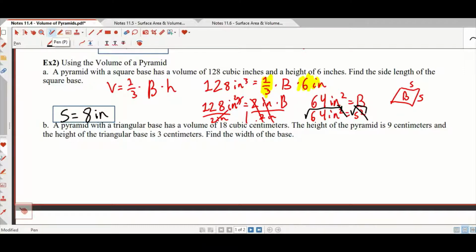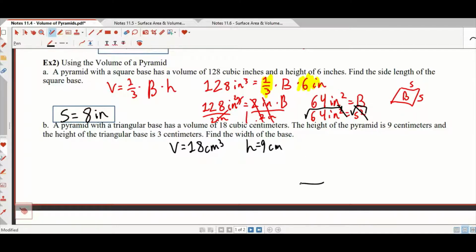So a pyramid with a triangular base has a volume of 18 cubic centimeters. So volume equals 18 centimeters cubed. The height of the pyramid is 9 centimeters. And the height of the triangular base is 3 centimeters. Find the width of the base. That's weird.